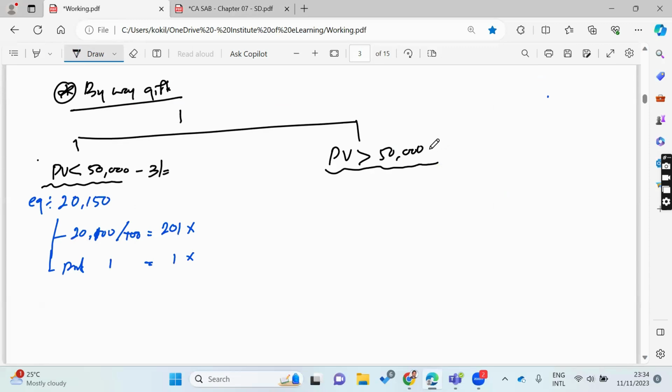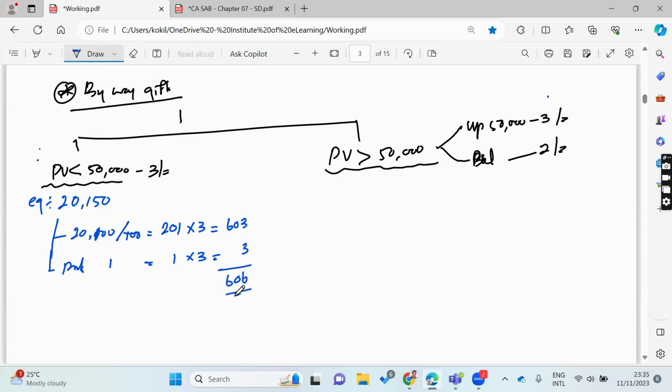Here, if you are getting a property value up to 50,000, 3 rupee. Then if you are getting a property value, the balance, 2, right? Here you need to multiply it by 3. Here also 3. Then you will get how much? If you multiply, you will get 603, and here also 3 altogether. 606 would be the stamp duty.